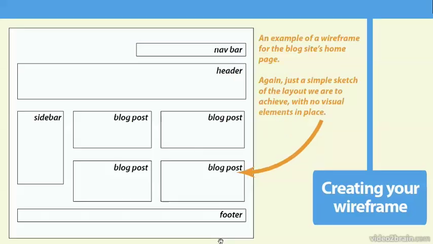This is as simple as it can be, creating what the wireframe would look like. There's the nav bar and the header, the graphic. There's the sidebar and the 4 blog posts and the footer. It doesn't need to be any more elaborate than that. It's just showing you the layout of the page to make sure that everything goes together.